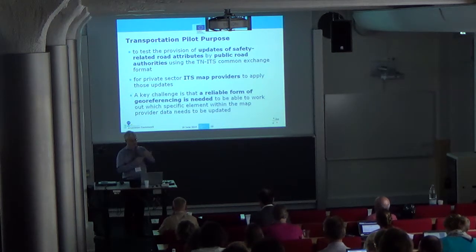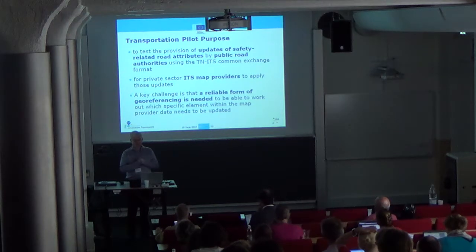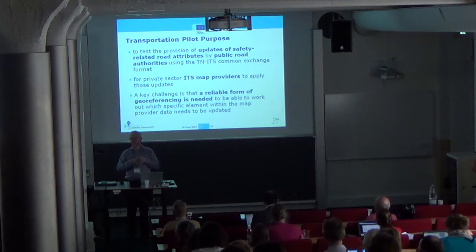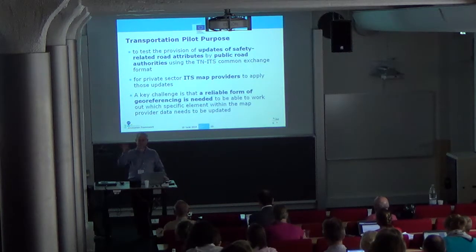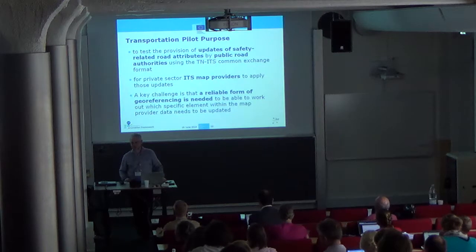So what we're doing within, for example, the transport pilot use case is where the standard, if you look at TN-ITS, the TN bit comes from transport network, the Inspire transport network theme, ITS, intelligent transport systems. It's a standard which has made a lot of use of the Inspire technical framework, in terms of Inspire services and data specifications, and we're using that specification as a way of sharing what they describe as safety related road attributes. So to you and me, it's things like when you go past a road sign and there's a speed limit on that sign, the road authority who maintains that shares that information using this TN-ITS specification, and likewise with a lot of other safety related information about roads.